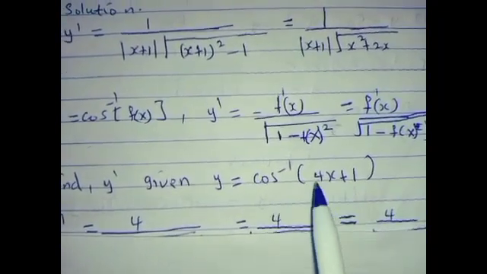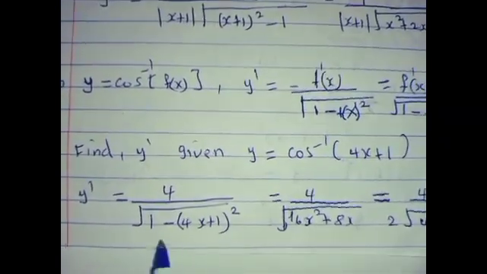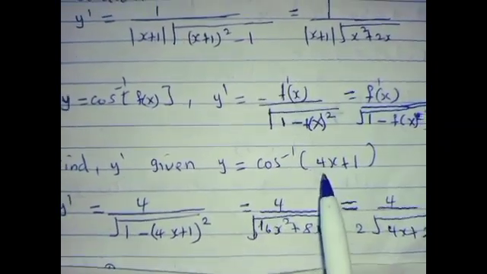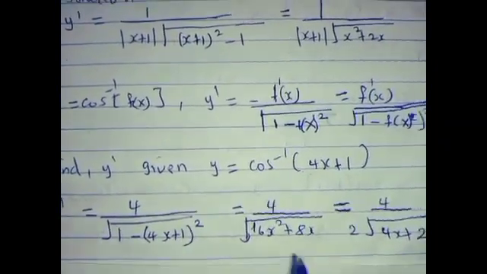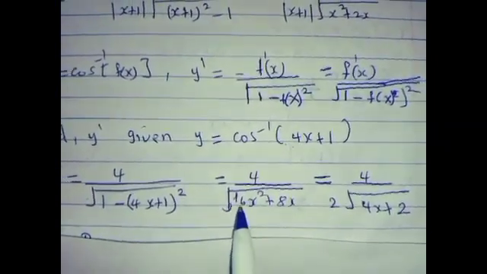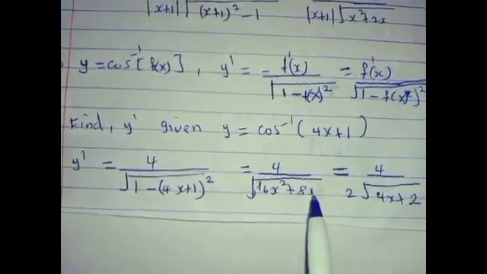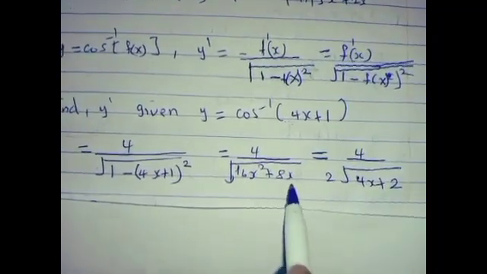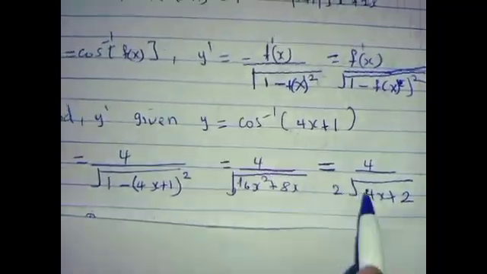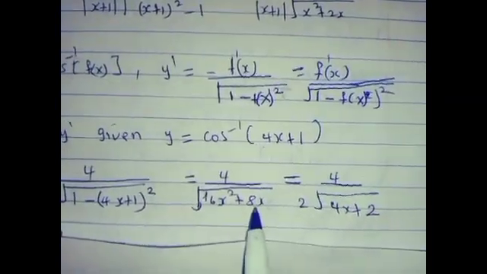So the first thing, differentiate the function in bracket. 4x plus 1 differentiated will give us 4 divided by the square root of 1 minus this function squared, (4x plus 1) squared, which when simplified will give us 16x squared plus 16x squared plus 8x. Here we can factor 4 outside.